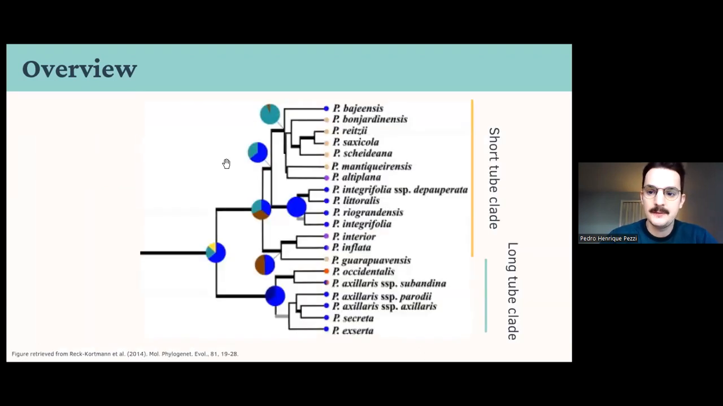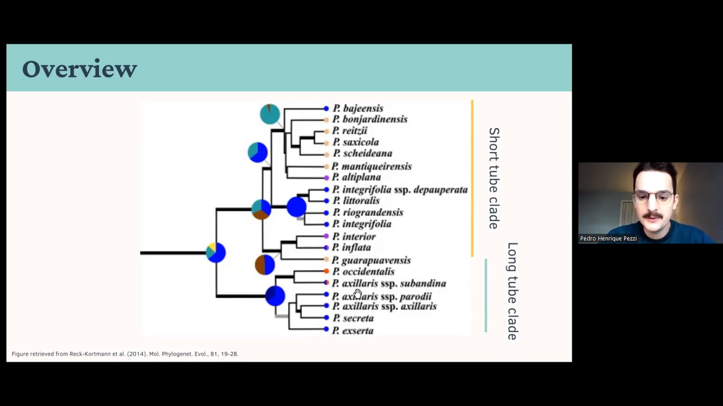Before I start on my first chapter, I just want to give you a very brief overview of Petunia. In the phylogeny here, we can see there are two main clades. The first is the short corolla tube clade, where we find all species that are purple and bee pollinated, and they have a very short corolla tube compared to the long corolla tube clade. And this long corolla tube clade is interesting because we can see species with more diversity of corolla colors and also pollinators.